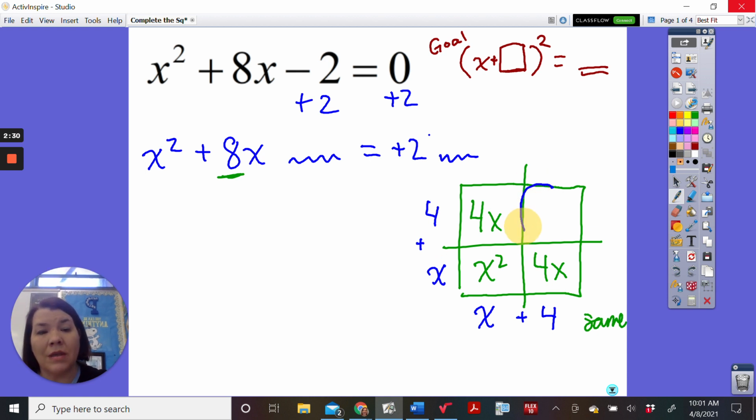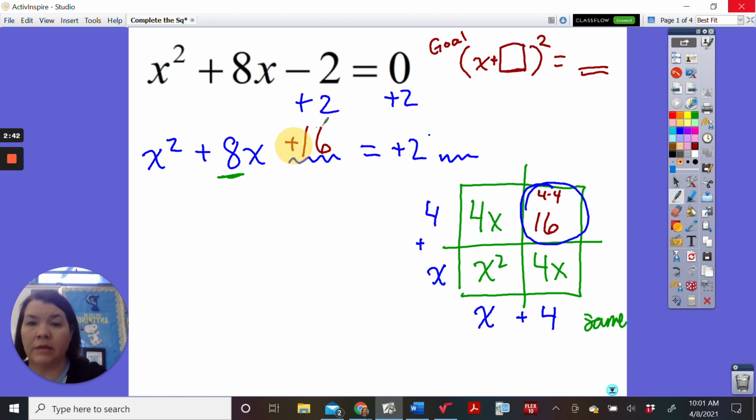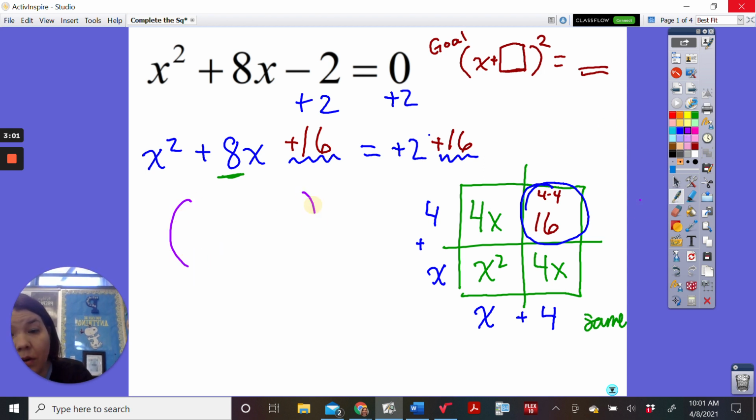In order for this to work, this number has to be what? What does this have to be? Well, 4 times 4. In this case, 16. So that's what goes right here, is 16. And it's positive. It's always positive. And in order to keep my problem the same, I have to add to both sides. So it also goes here. Okay? And so now I have this side factors into, because I very carefully crafted my problem so that it would become x plus 4 squared.